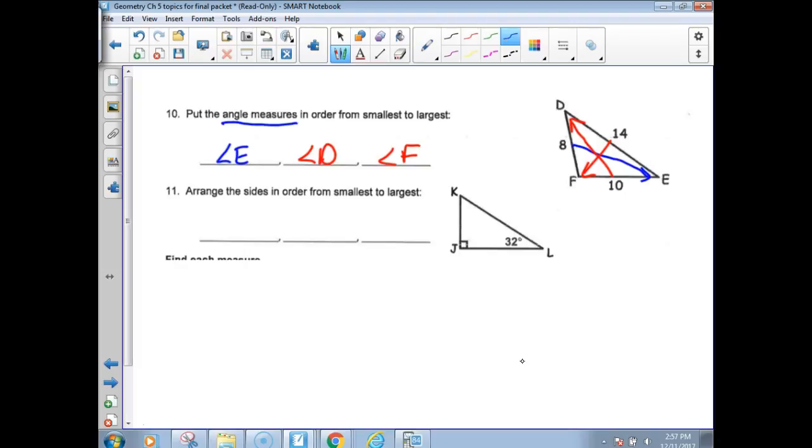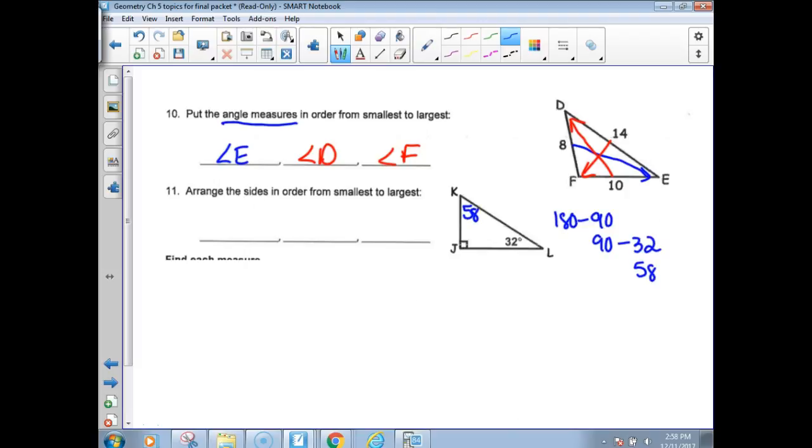Okay, so for 11, we would like to know what angle K is. So we're going to do our triangle angle sum theorem, and we're going to do 180 minus 90, which gives me 90 left, and then subtract 32 from that, and we get 58 degrees for angle K.